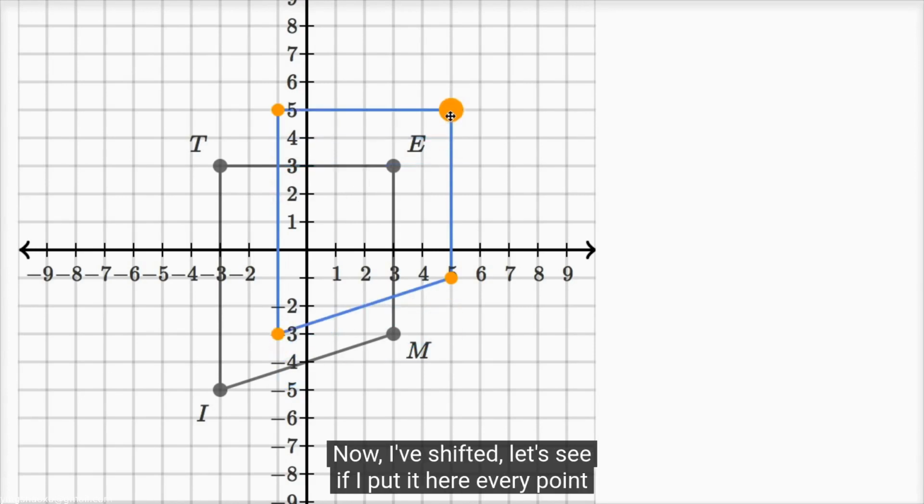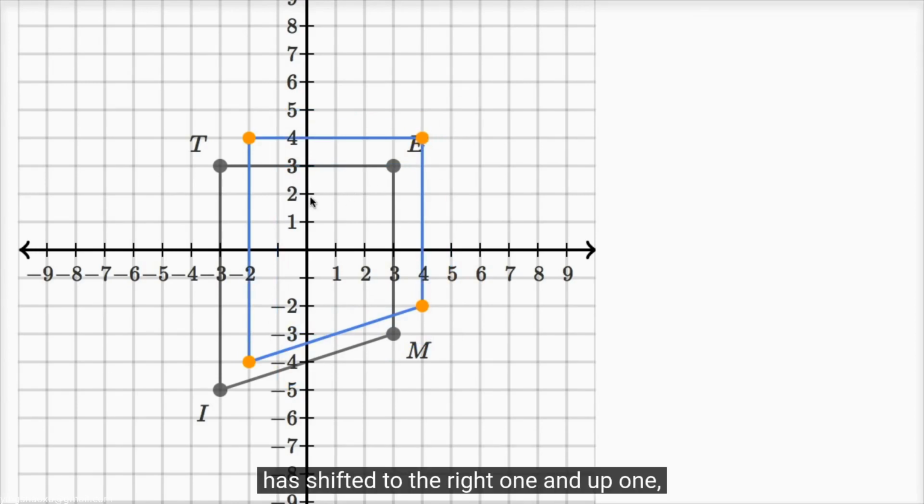Now if I put it here, every point has shifted to the right one and up one. They've all shifted by the same amount in the same direction.